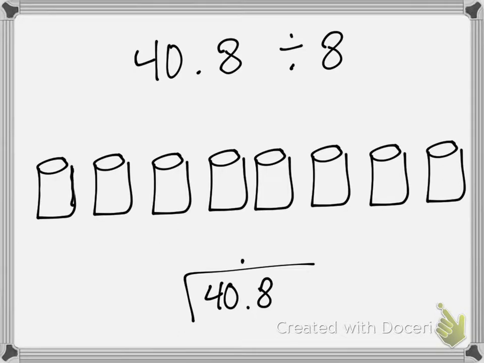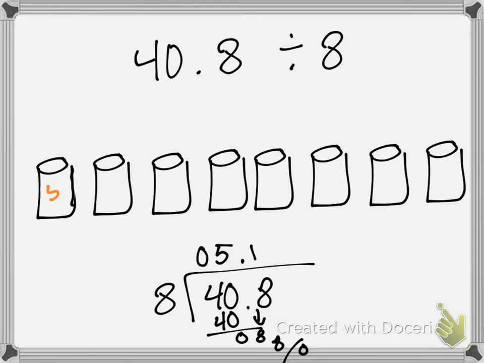I put my decimal up there. 8 goes in 0 times here. It goes in 5 times here. That is indeed 40. I get 0. I bring down that 8. It goes in 1 time with 8, and I'm left with a 0 at the end and no more to bring down. So I find out that each gallon has 5 and 1/10 gallons of paint, because I split it evenly.